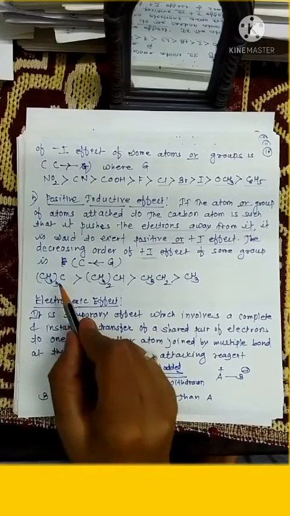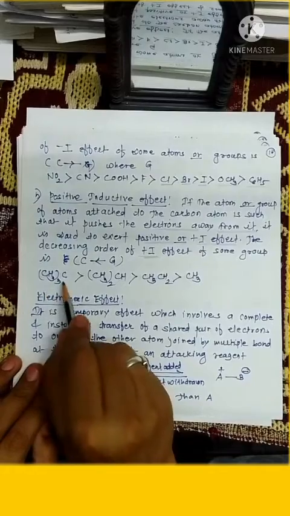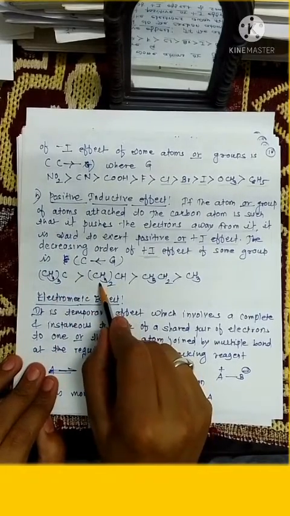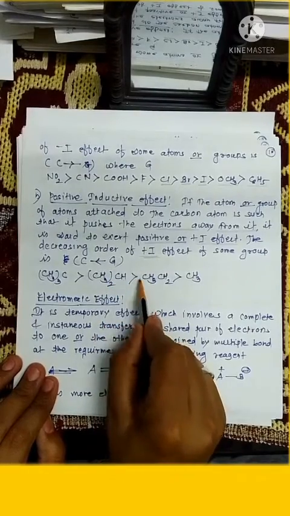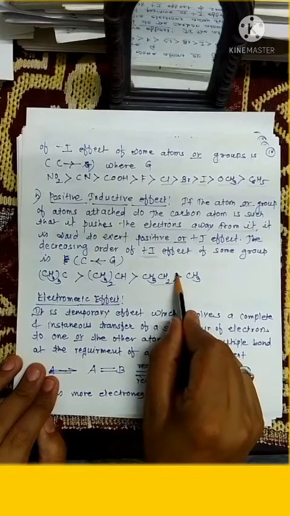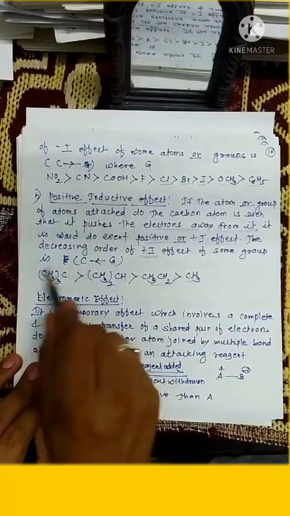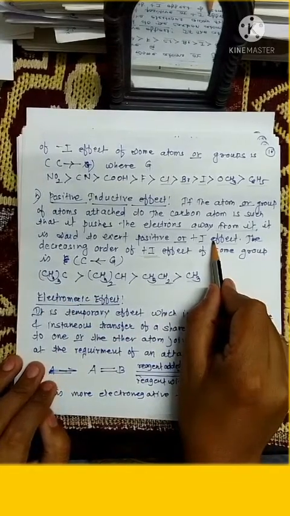so just see, (CH3)3C has greater effect as compared to (CH3)2CH, which has greater effect as compared to ethyl. Ethyl has greater effect as compared to methyl. So all these groups exert positive I effect.